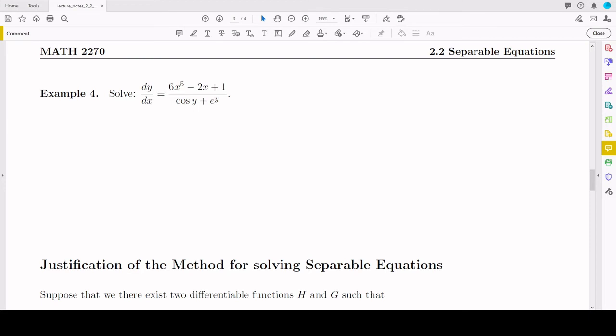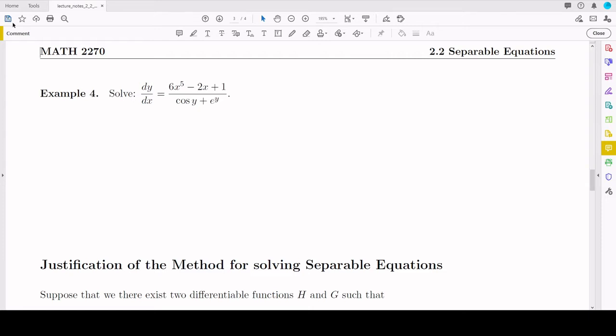So in this video, we'll do one more example and then I'll try to justify the method for solving separable equations. So here we have to solve the differential equation dy/dx equals (6x^5 minus 2x plus 1) over (cosine of y plus e to the power y).